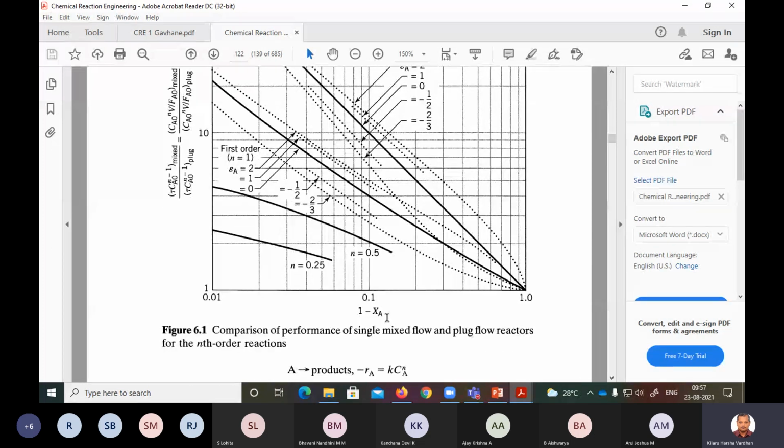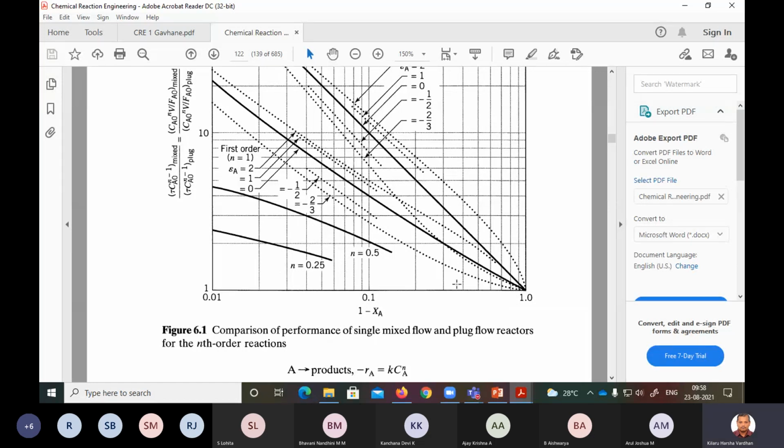This is 1 minus XA. If XA is 0, let us assume XA is 0, the value is 1. So your graph is starting from here, because if XA is 0 at the start of the reaction, 1 minus 0 becomes 1. The maximum value of it is 1. Now, if XA is fully converted, XA becomes 1, so 1 minus 1 will be 0. So your graph goes from this side because you are plotting for 1 minus XA.